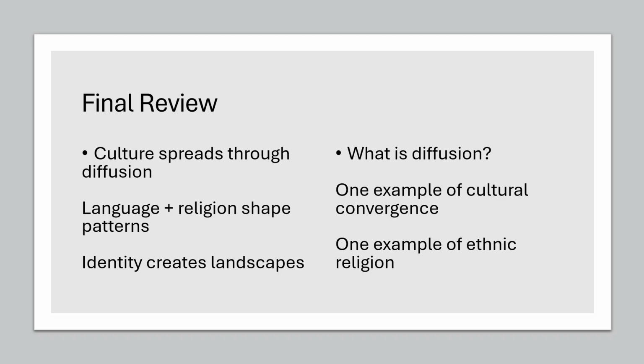Just as a quick final review, remember, culture spreads through diffusion. Language and religion will shape patterns of an area. Identity creates landscapes. People change their landscapes to match their cultures. What is diffusion? Make sure you understand that. The spread of something. Be sure to be able to give an example of cultural convergence. Be able to give examples of an ethnic religion and a universalizing religion.